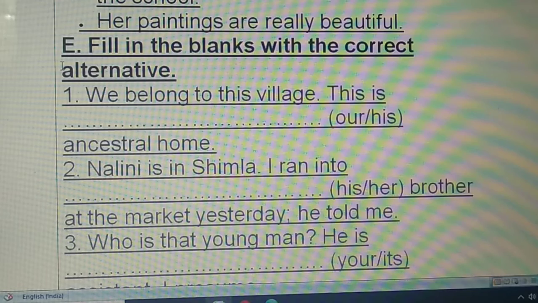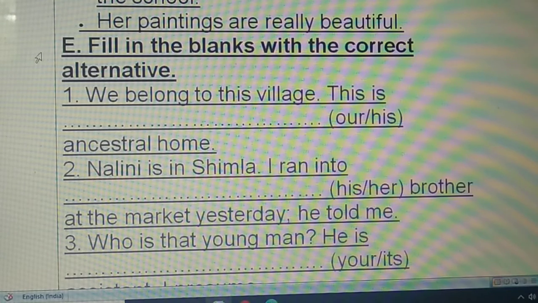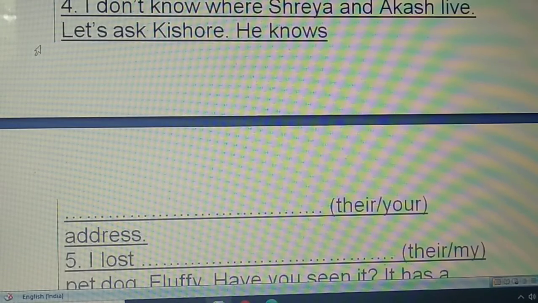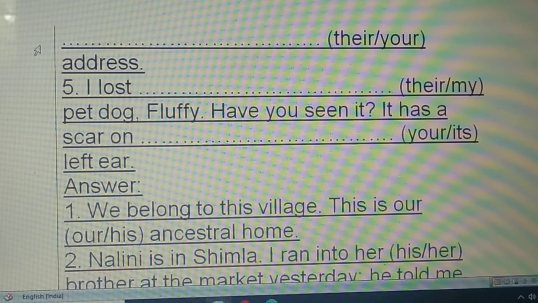Now, the correct alternative you have to fill in the blanks with. We belong to this village. This is our ancestral home or his ancestral home. Correct alternative you have to use. It's actually easy, not that difficult. It comes with practice. So these are the questions that you see here, children. I hope you are able to understand. Okay. That's the fifth.